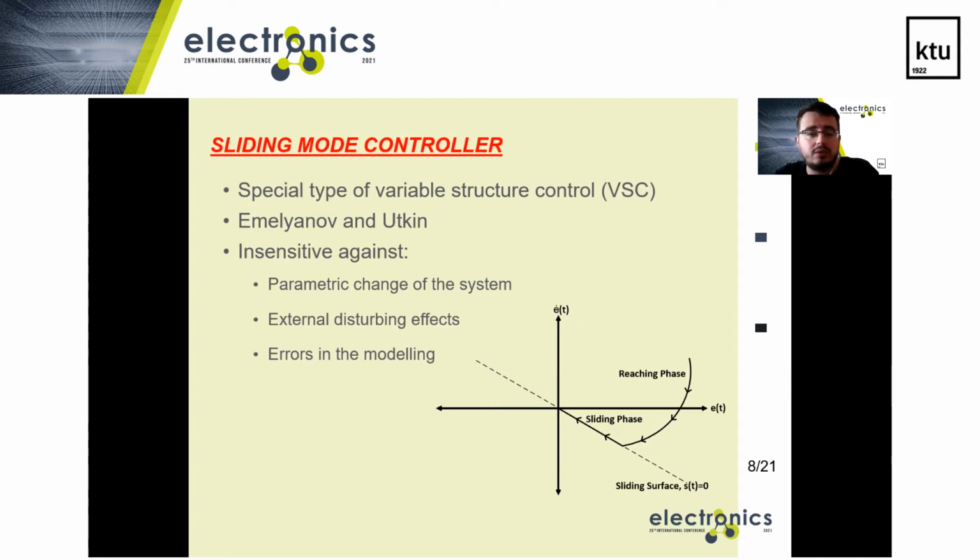This controller type, sliding mode controller, has some advantages, like being insensitive against what? For example, parametric change of the system. If there is a parametric change of the system, the controller behavior can remain insensitive. The other insensitivity is to external disturbing effects or errors in the modeling. The sliding mode control is completely insensitive against these disturbances.